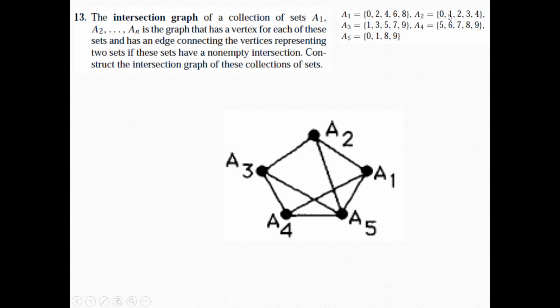Now, let's see what about A2. A2 and A3 have common elements, so A2 and A3 are connected. A2 and A4 have an empty intersection, so that is why A2 and A4 are not connected. And A2 and A5 are connected because the intersection is non-empty, and so on. You can check for A3, A4 and A5. So this is the graph which is called an intersection graph.